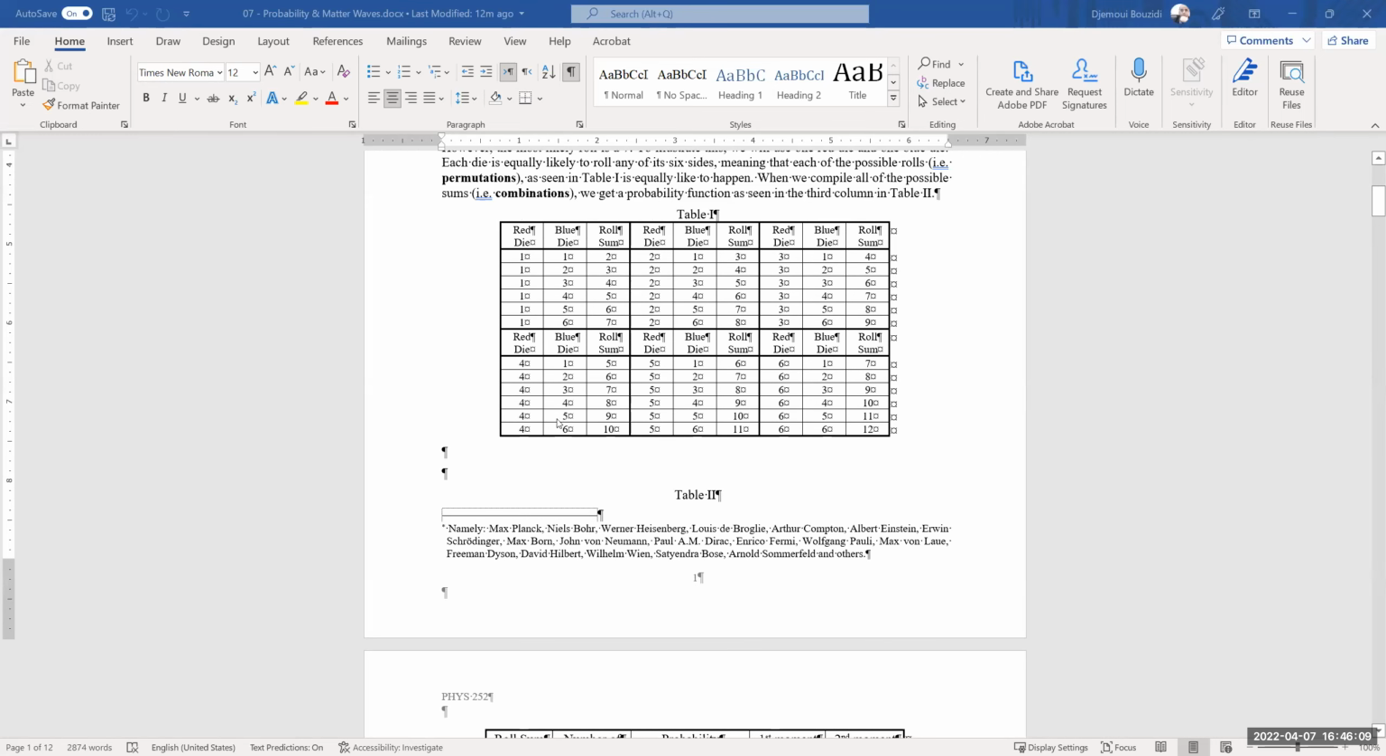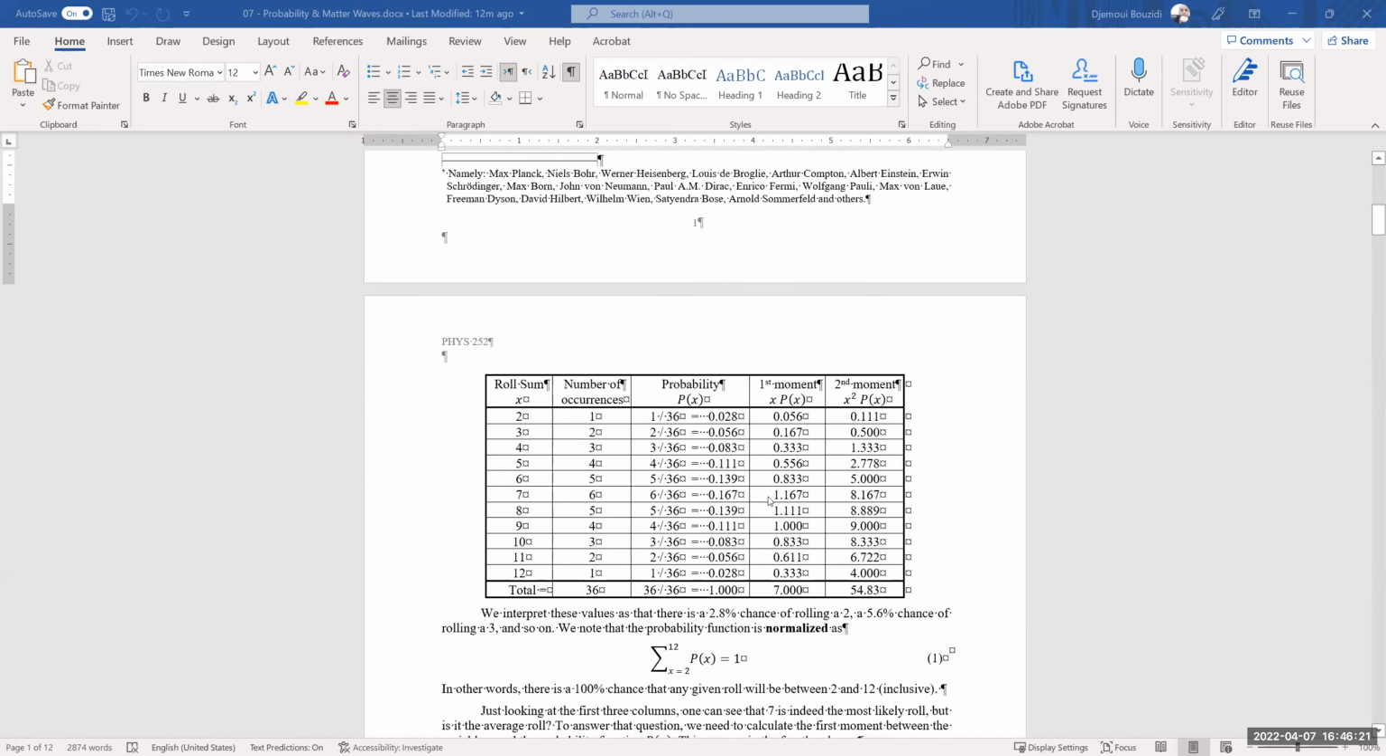In every throw, you can get a 7. Here you can get 7 with 1 and 6. Here you can get 7, 2 and 5. Here you can get a 7, 3 and 4. Here you get 7, 4 and 3. Here you get 7, 5 and 2. And finally, you get this through 6 and 1. So that is the most likely outcome.